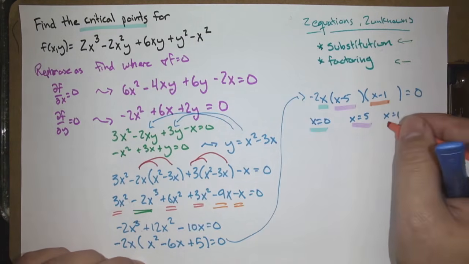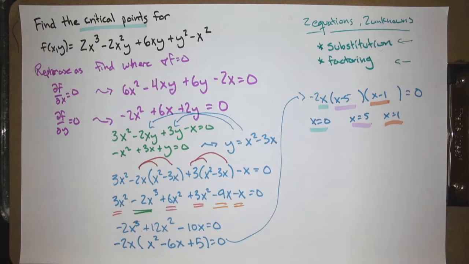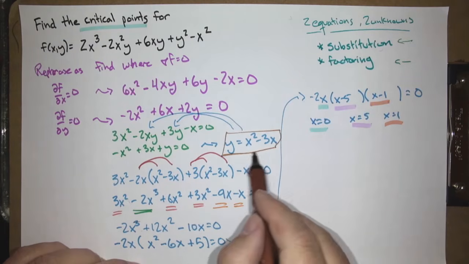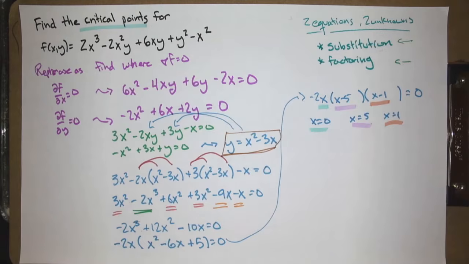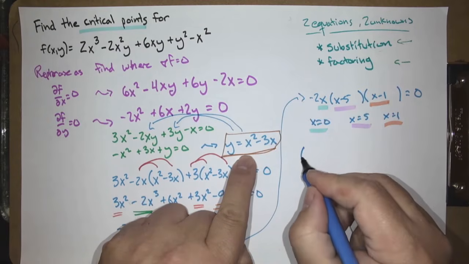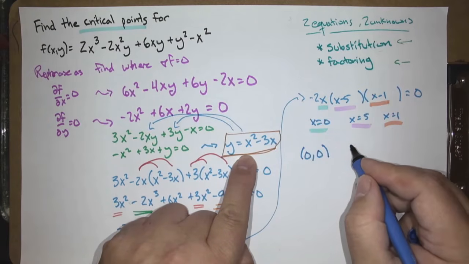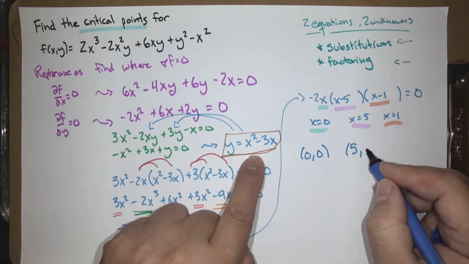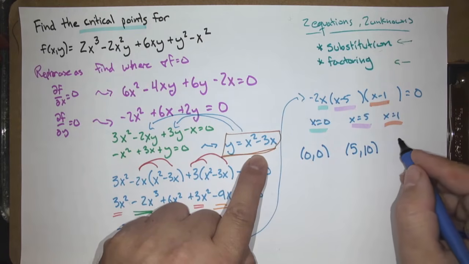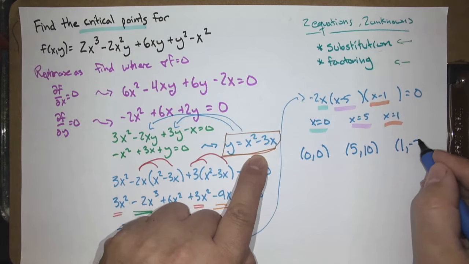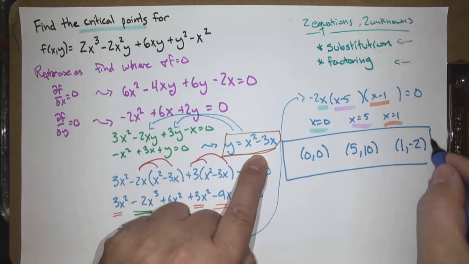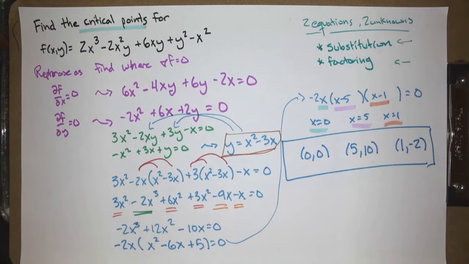Now, we need points, not x values. What are we missing? We need to get the y, and that goes back to our substitution. If x equals 0, what is y? Yeah, 0. If x equals 5, what is y? 10. If x equals 1, what is y? Negative 2. So these are our critical points: (0, 0), (5, 10), (1, negative 2).